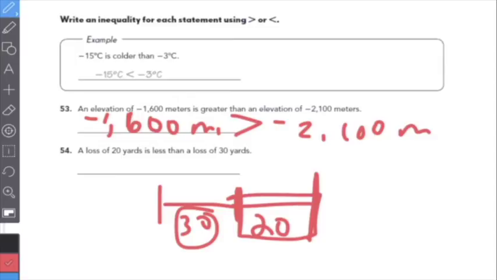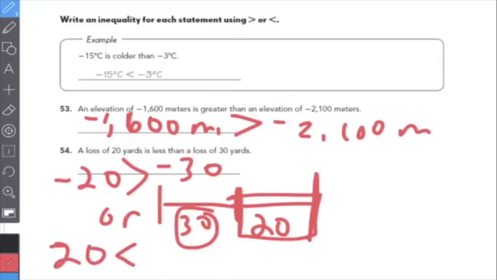So you could write this one of two ways. We could write it like this: negative 20 is going to be greater than negative 30. Or you could write 20 is going to be less than 30, because the 20 yards that you're going behind is less than 30. So either one, really, I would accept. Either one's correct.